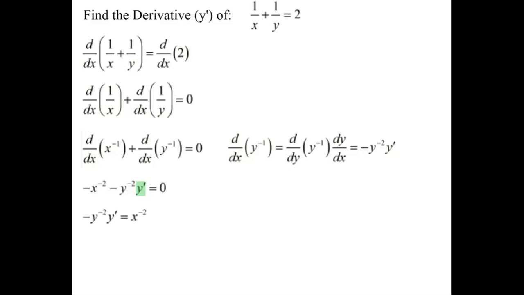And the final derivative is going to be equal to negative x raised to the power of -2 over y raised to the power of -2. And remembering that negative exponents can be rewritten by taking the reciprocal, we have that the final derivative is equal to y squared over x squared. All right, let's try the next one.